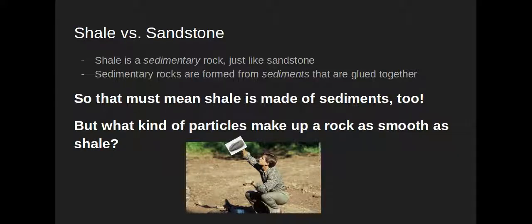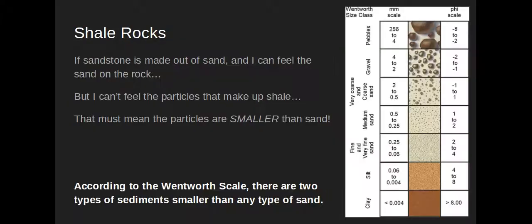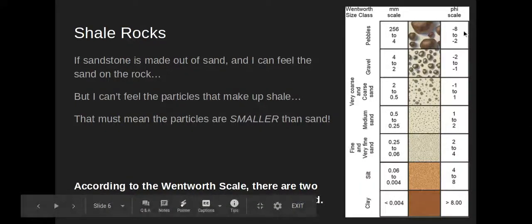So if shale is made out of sediments, what kind of particles can make up something as smooth as shale? I can't think of any sediments off the top of my head that I know of that could make something as smooth as shale. I wonder what they could be. So let's take a look. This scale over here, I showed it yesterday as well, it's called the Wentworth scale.